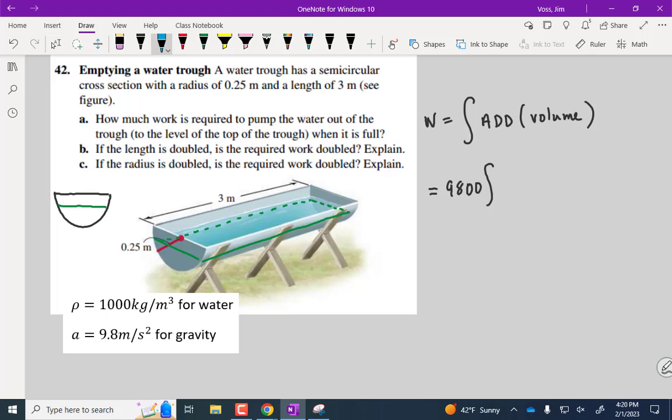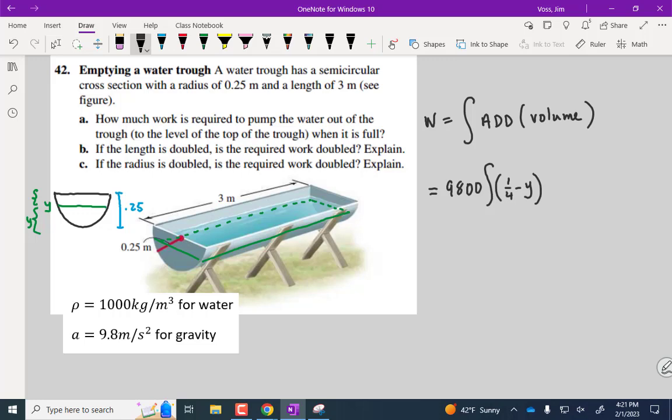So this semicircle has a radius of 0.25. That means this distance right here is 0.25. We are going to put the slice at a height of y, which means this distance is y. So the distance it travels is 0.25 minus y. That will be our distance right here, 0.25 minus y. I'll write it as 1/4 minus y.